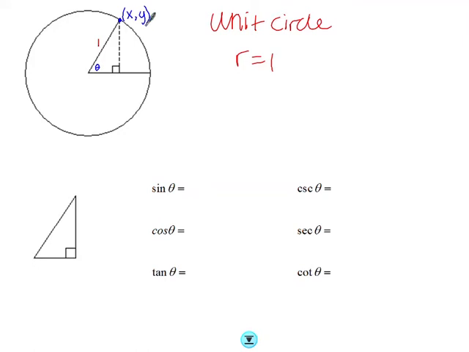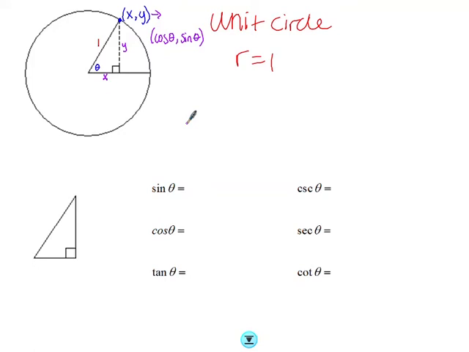If we tried to write that point in terms of our angle theta, we could use SOHCAHTOA to find that the x coordinate would be cosine of theta equals this side, our x side, over 1. So cosine of theta is equal to x. Similarly, if we use SOHCAHTOA, we would have sine of theta equals y over 1. So our y value is going to be sine of theta.